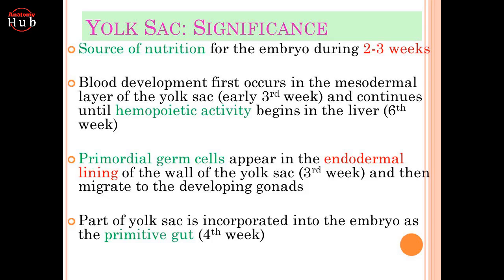Primordial germ cells are formed in the wall of the yolk sac, then they migrate to the developing gonad and form the germ cells, that is, spermatogonia and oogonia. Hemopoietic activity is also done by this yolk sac. The formation of the blood cells occurs in the wall of the yolk sac in the third week. Allantois develops as a diverticulum from the caudal end of this yolk sac and projects into the connecting stalk.